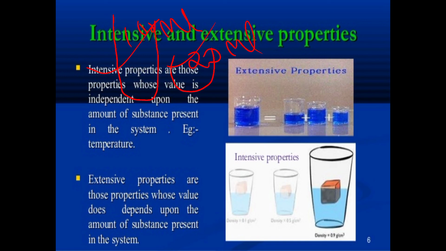Then what will be an extensive property? Which depends upon the amount of substance present in the system. For example, density, volume. If we take density, it depends upon the amount of substance in the system. And volume also depends upon the amount of substance. Then only we can tell what the volume is. And if we take density, if we want to know the amount of substance, then only we can predict how dense that is.